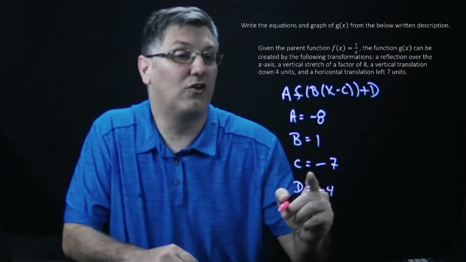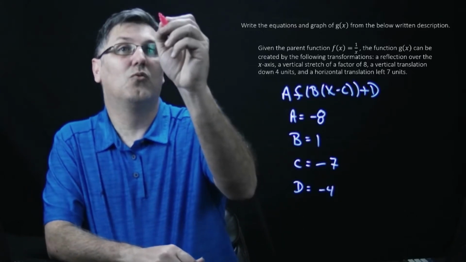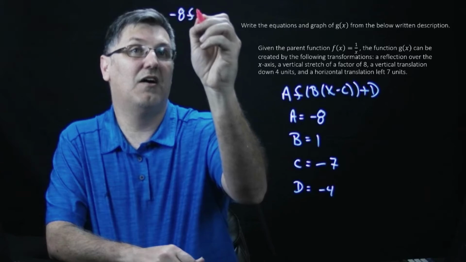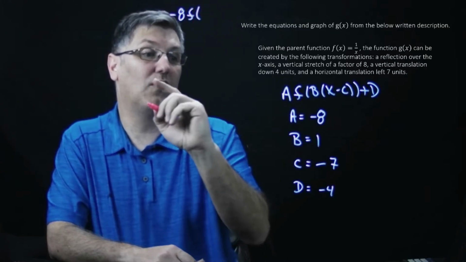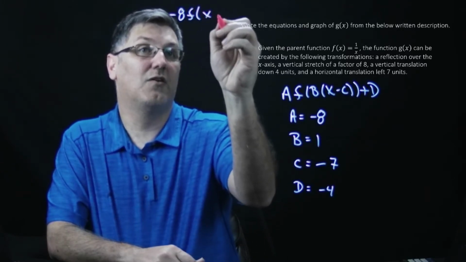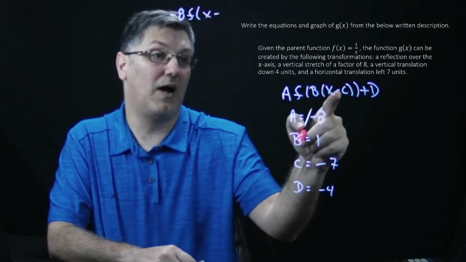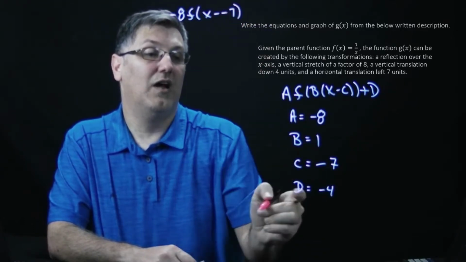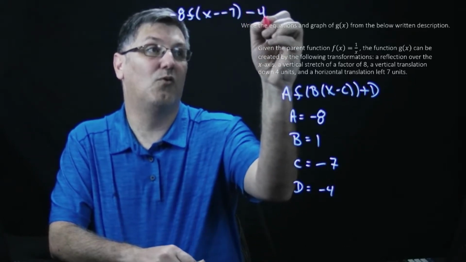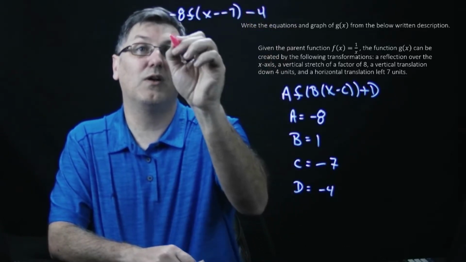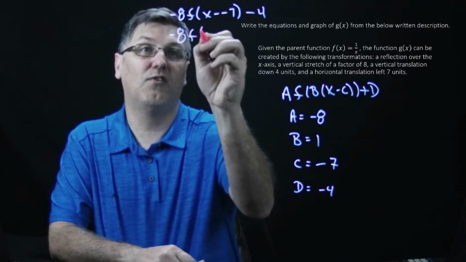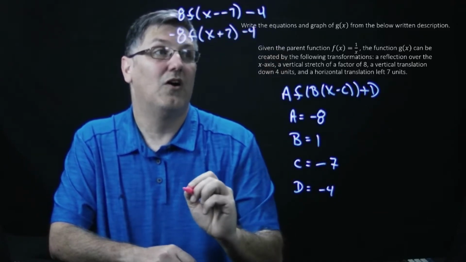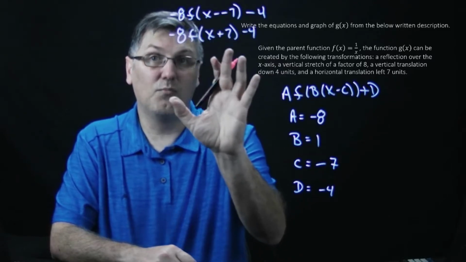So my actual equation, when I write this, would look something along the lines of negative 8 f of, well, my b is 1, so I don't have to worry about that, x minus, because that's part of my general form, the minus, my c, a negative 7, and then my d, minus 4. And all I do is clean that up, and we get negative 8 f of (x plus 7) minus 4. All right. So right there is my generic equation.